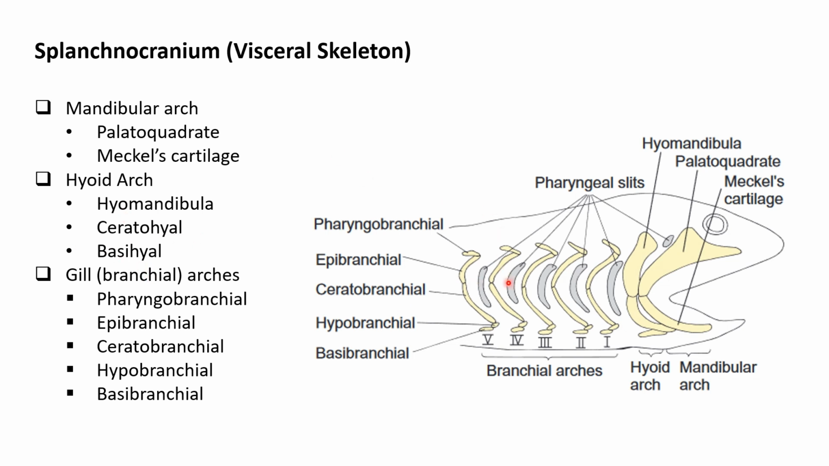The remaining gill arches have a generic structure supporting the gills. From a dorsal to ventral position, it consists of the pharyngobranchial, epibranchial, ceratobranchial, hypobranchial, and basibranchial.